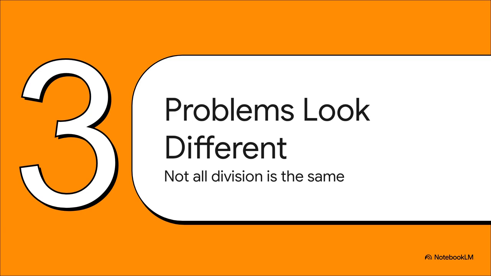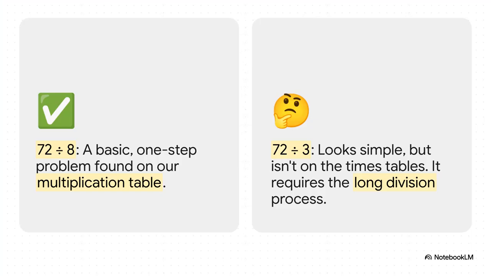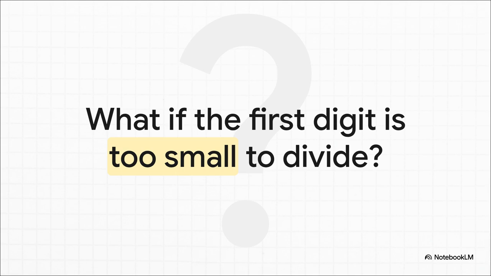Let's check out a situation where a problem that looks pretty simple on the surface still needs this powerful method. So take a look at these two. On the left, 72 divided by 8. You probably know that one right off the top of your head. It's 9. It's on the times tables. Easy. But now look at the right, 72 divided by 3. That's not on our times tables. So even though it looks like a simple 2-digit problem, it actually needs that same exact multi-step process we just learned.